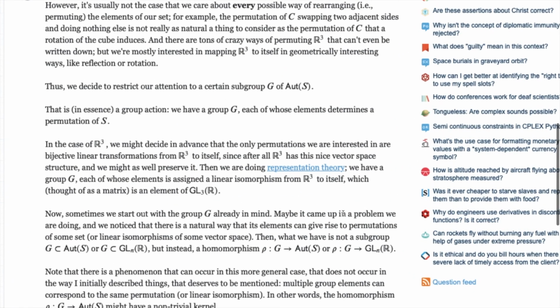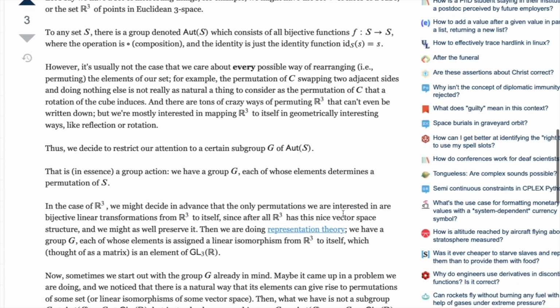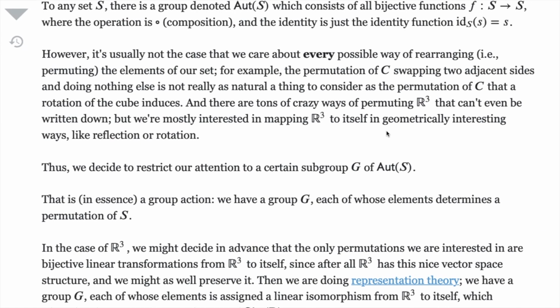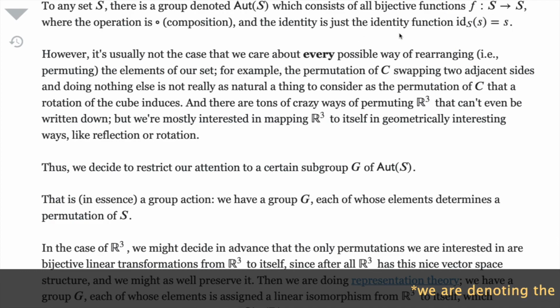A much better exposition on the motivation of the group action can be found in this particular article from Math Stack Exchange. Let's read through this one. Let's say we have a set of interesting things. For example, we might have the set C of faces of a cube, or the set R3 of points in Euclidean 3-space. To any set A, there is a group denoted by S subscript A, which consists of all bijective functions f from A to A, where the operation is composition and the identity is just the identity function id_A of a equals a.